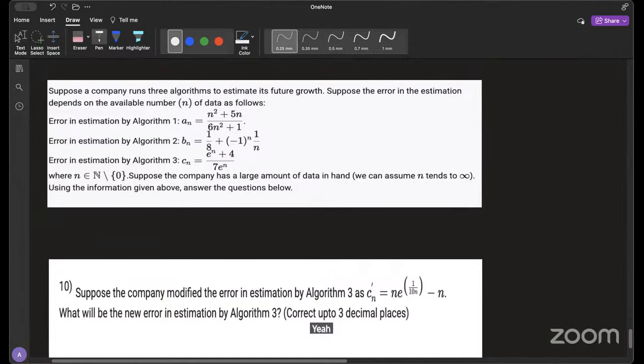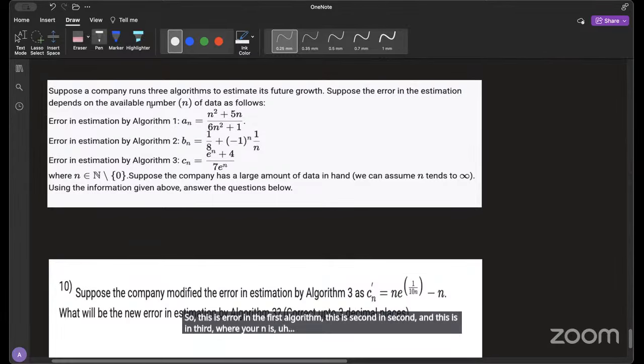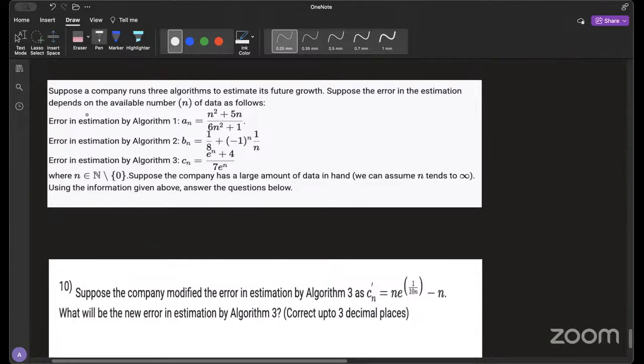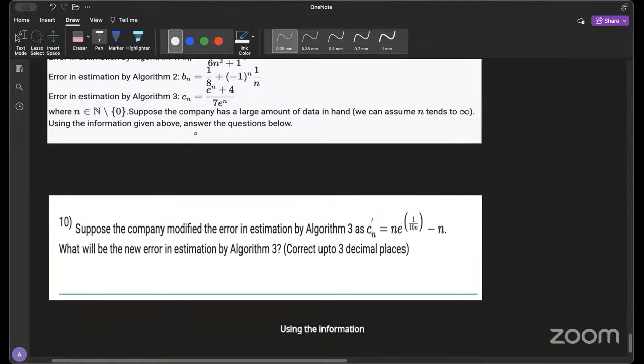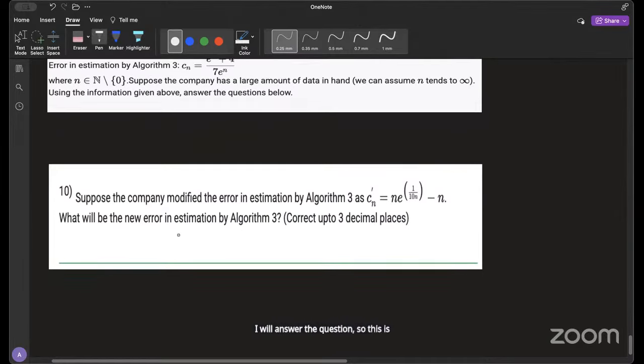This question says a company runs 3 algorithms to estimate its future growth. Suppose the error in the estimation depends on the available number n. So this is the error in the first algorithm, this is the second, and this is the third, where n depends on the available number. Suppose the company has a large amount of data in hand, so we can assume n tends to infinity. Using the information given above, answer the question.